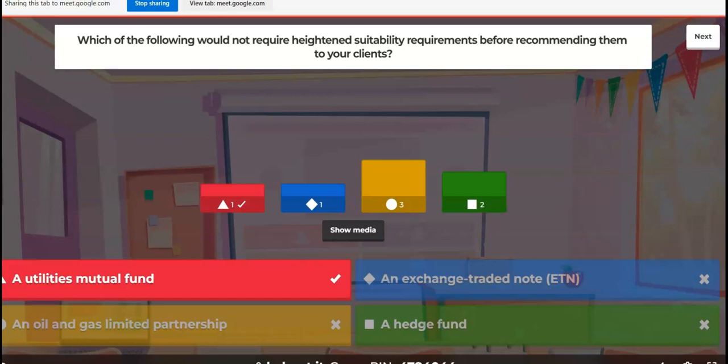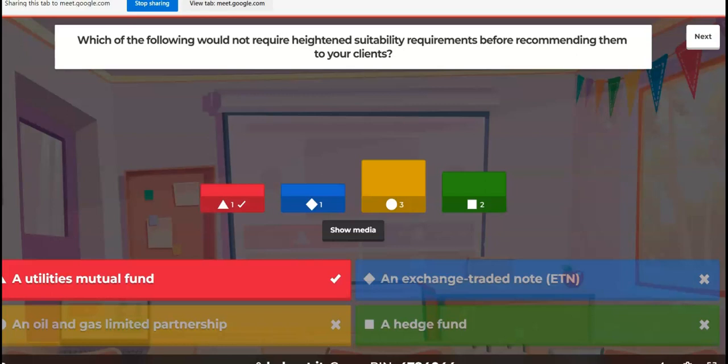What we do want to know about heightened suitability is for things that are particularly high risk, or particularly complicated investments, or highly illiquid investments, which are difficult to sell out of. Exchange traded notes would be because they're a complicated investment. The interest rate that an ETN pays is tied to a market index, so it's a structured product, which is quite complicated sometimes, and not something that newbies might handle easily.